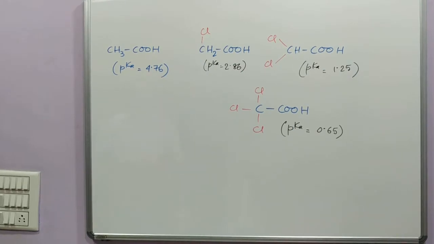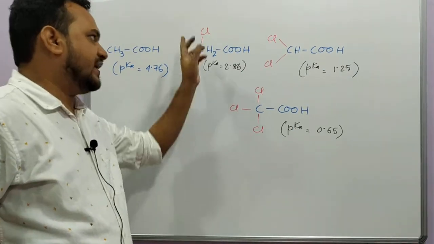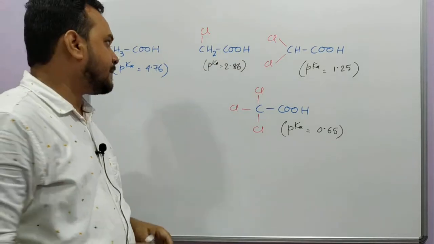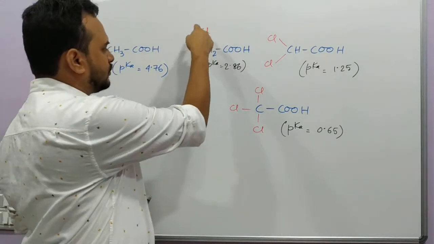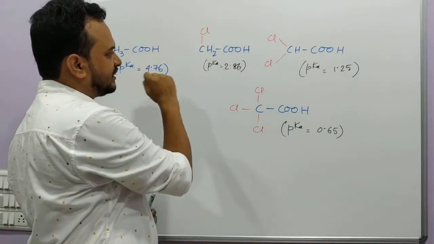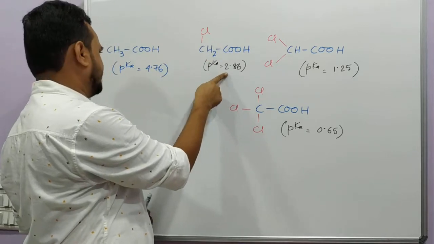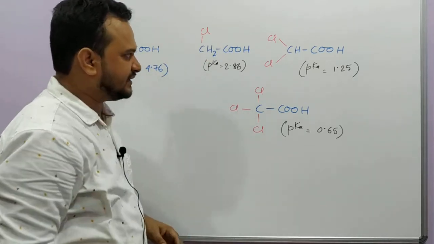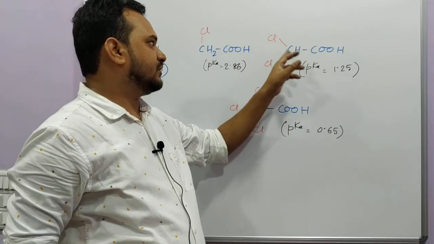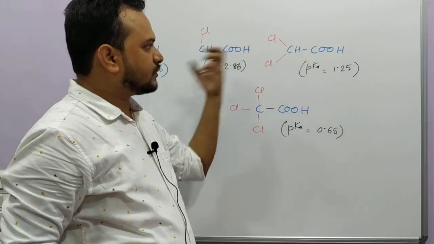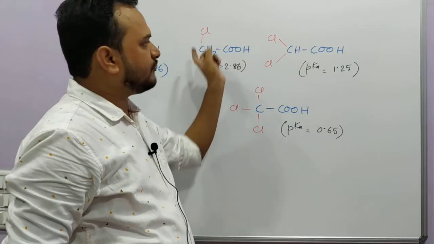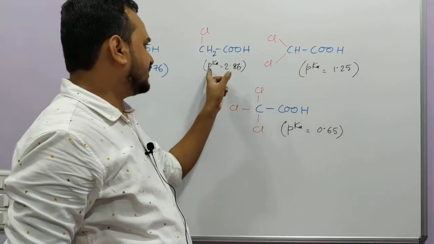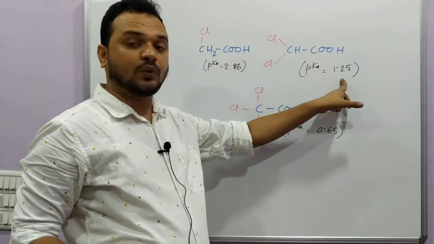Now in the next example, I am actually varying the number of halogen atoms. Here I have taken only one chlorine that is exerting its minus I effect, giving you pKa 2.86. That is stronger than acetic acid. Then at the alpha position we have two chlorines. Both the chlorines are exerting the minus I effect and further increase the acidic strength. Thus the pKa decreases from 2.86 to 1.25.